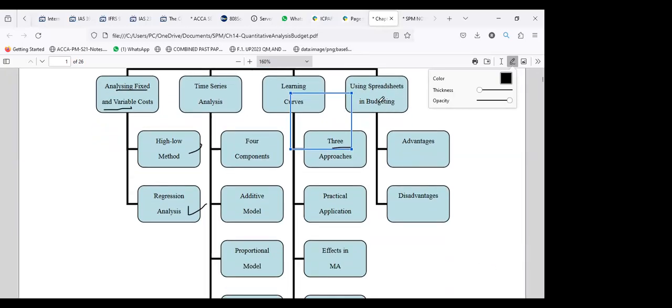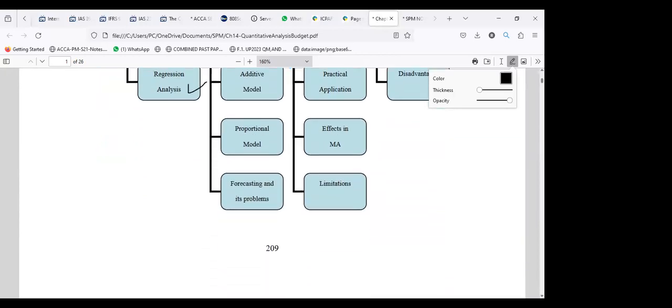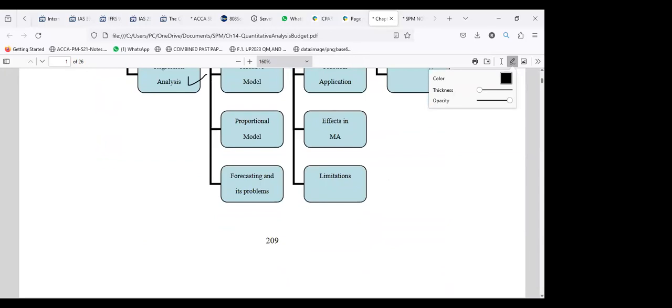There is also the learning curve using spreadsheets. Most of you are working and already know how to project and use budgets. You use Excel, you just factor in growth or changes, and that is a spreadsheet. So we wouldn't want to go through that, but if it comes, you're already familiar with it. It's practically used in job areas where they use Excel. So that is the overview of what we intend to go through.